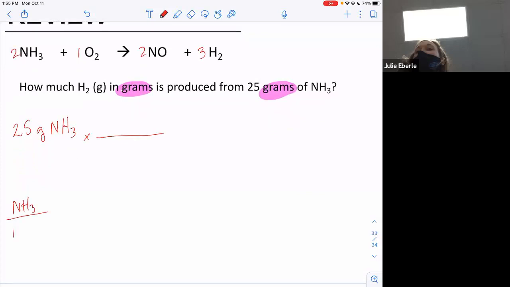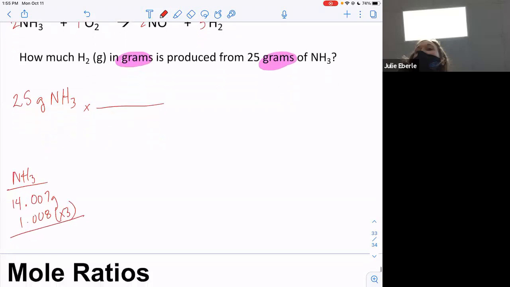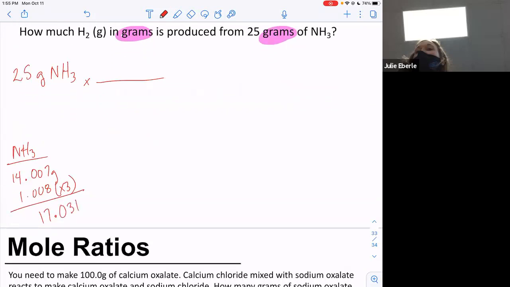NH3, we got to add, so it's 14. Nitrogen is 14.007. And hydrogen is 1.008. We got to multiply that times 3 though. What is it? 17.031 grams per mole. There we go. That is how many grams of ammonia, NH3, are in 1 mole of NH3.